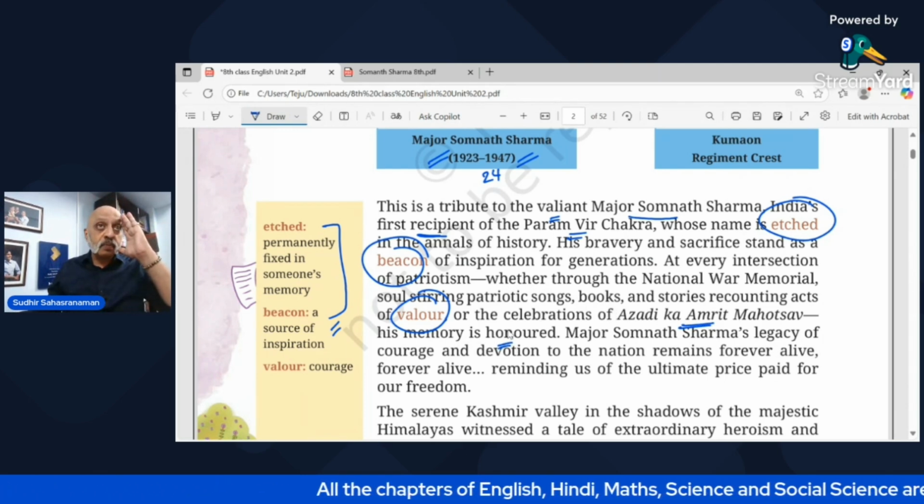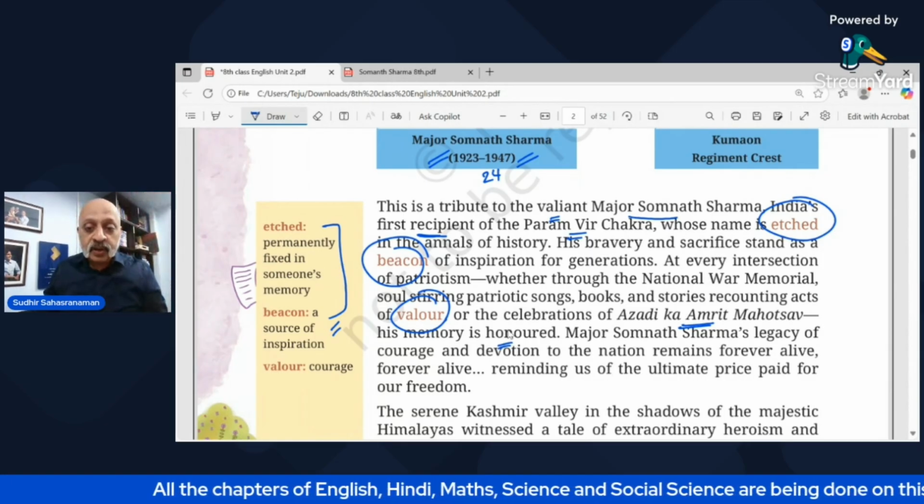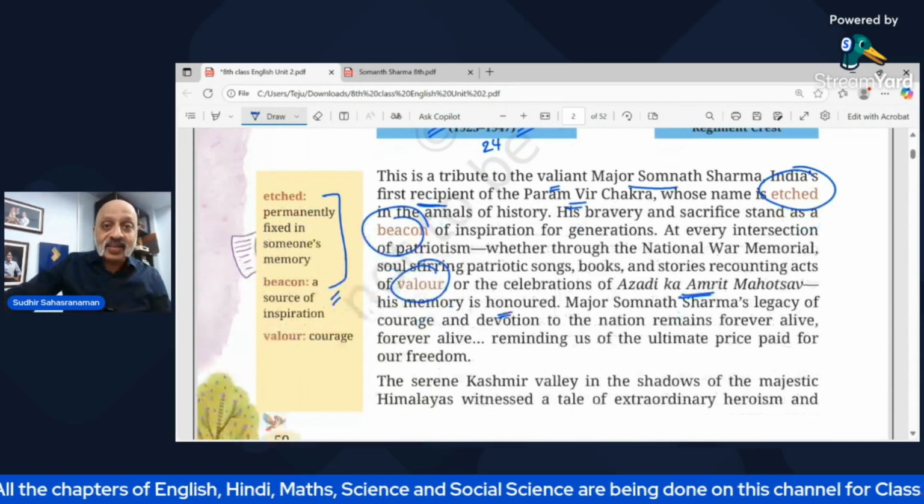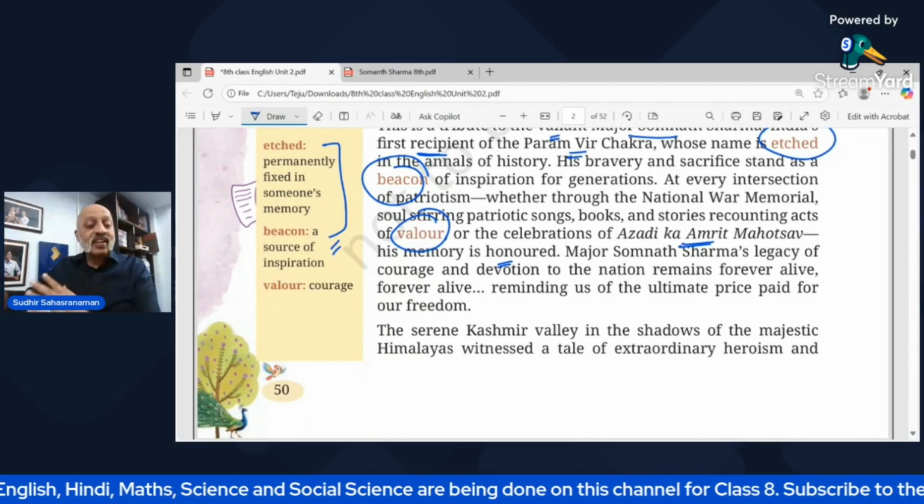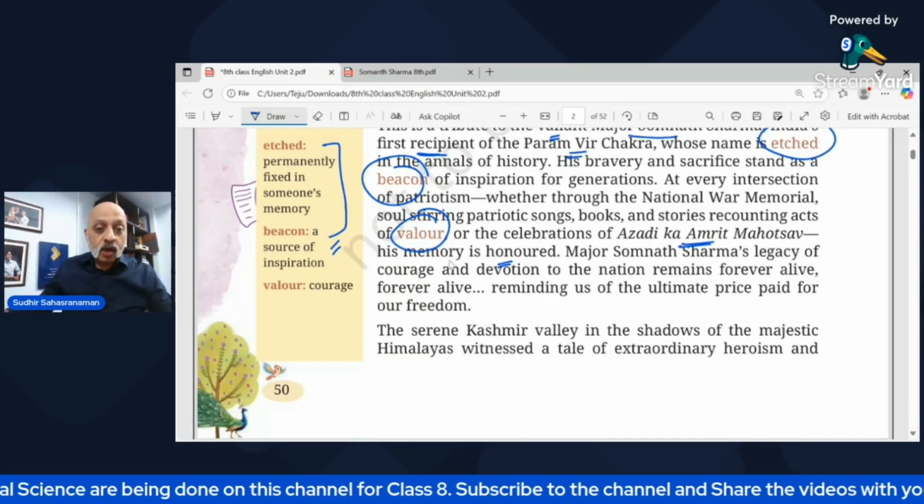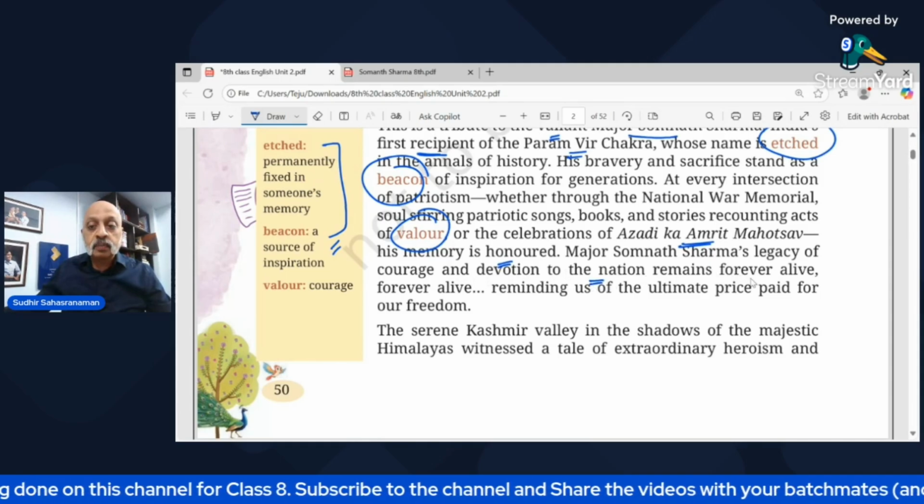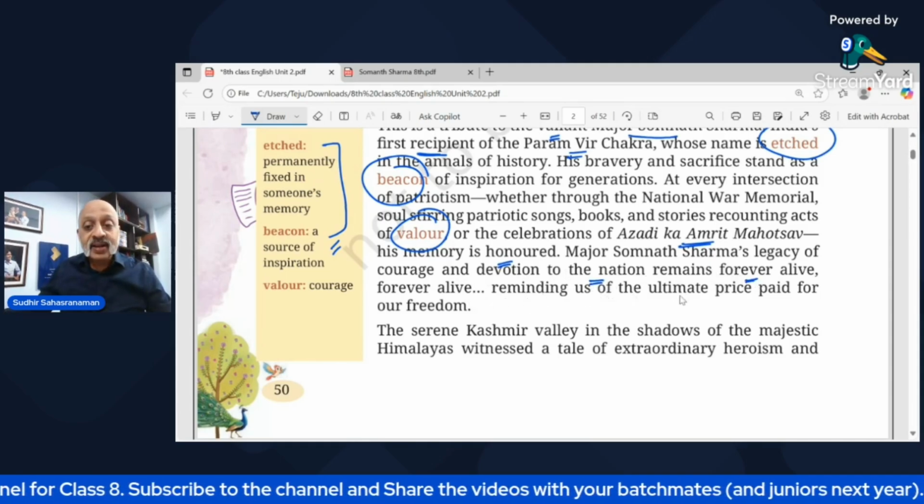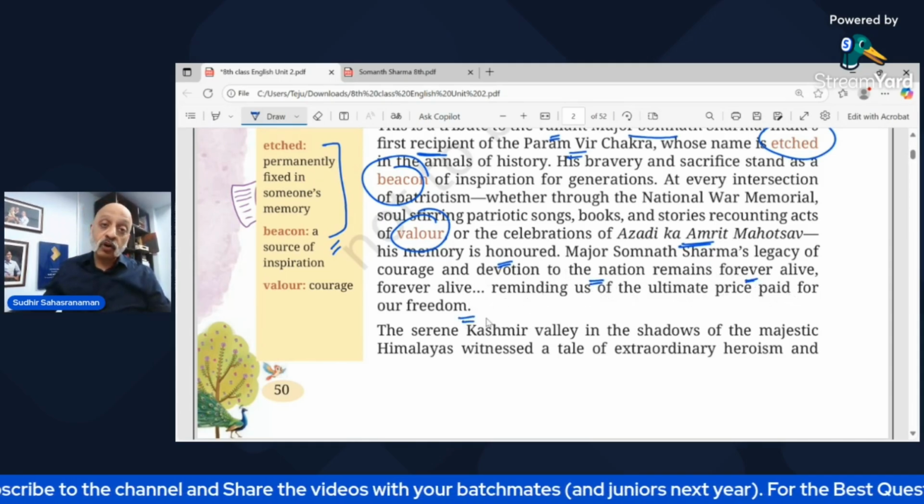So Major Somnath Sharma, therefore, is an exemplary figure, right? His legacy means what he has left behind for us. We still talk about what he did in the Battle of Badgam. His courage and devotion to the nation remain forever alive, reminding us of the ultimate price paid for our freedom.